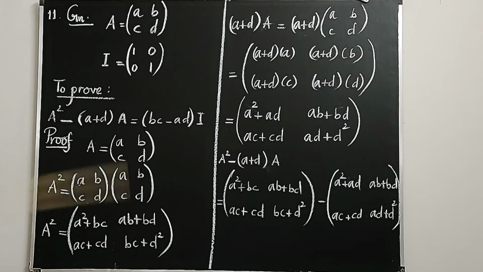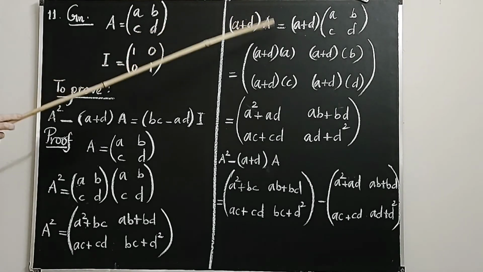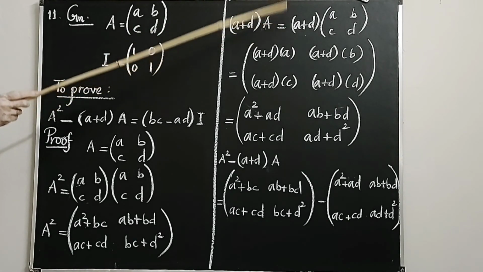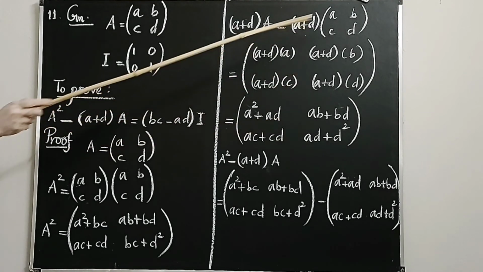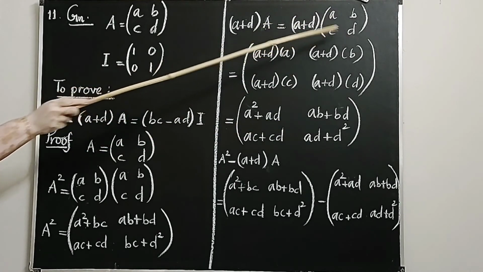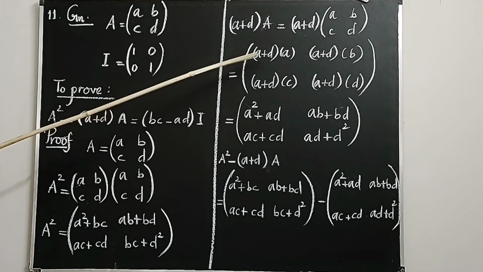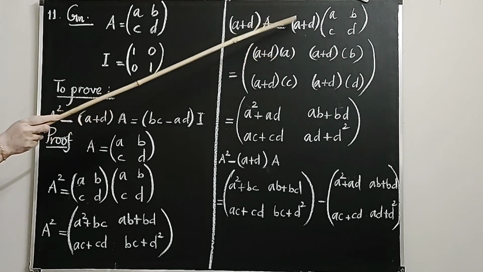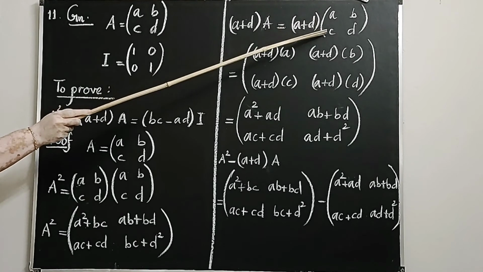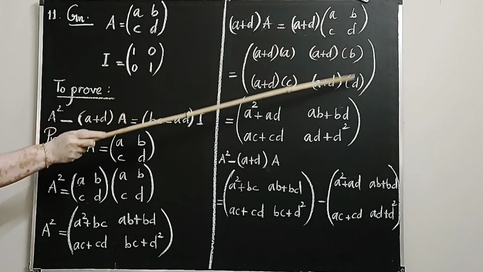By the same, how do you get A plus D of A? Multiply all the elements of A by A plus D. So A plus D of A is equal to A plus D into A, B, C, D. So all these 4 elements should be multiplied by A plus D. For your clearance, I have written like this: A plus D into A, A plus D into B, A plus D into C, A plus D into D.